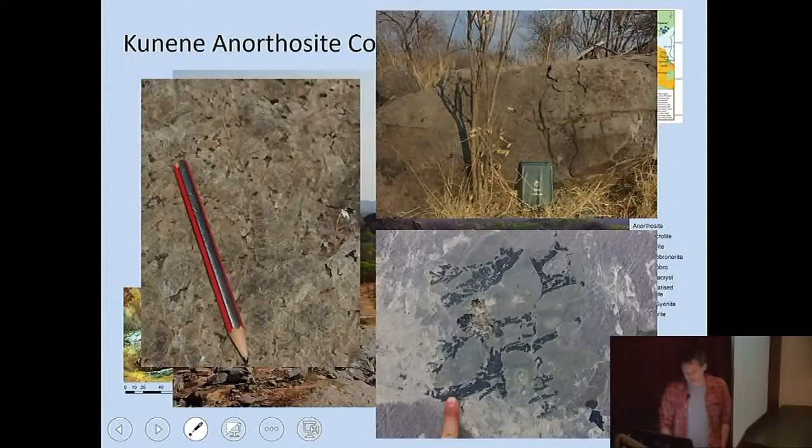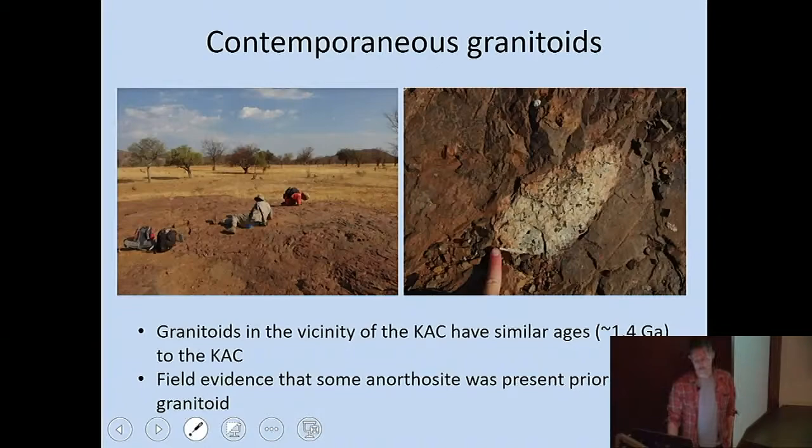So there's loads of cool textures and structures in these rocks that we can use to interpret how this anorthosite formed. But also associated with this anorthosite complex are a series of granitoids, and they have the same age as the Kunene complex, which is between 1.3 and 1.4 billion years old, perhaps even older than that, as we're now discovering. Some of these granites, generally K feldspar rich red granites, we can see based on the field relationships are very closely associated with the anorthosite complex.